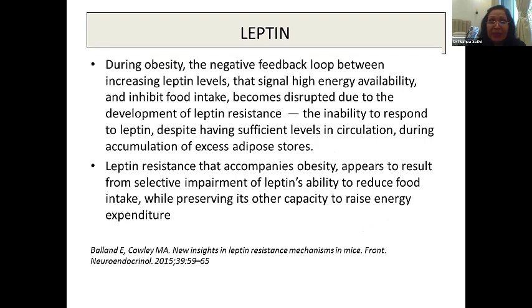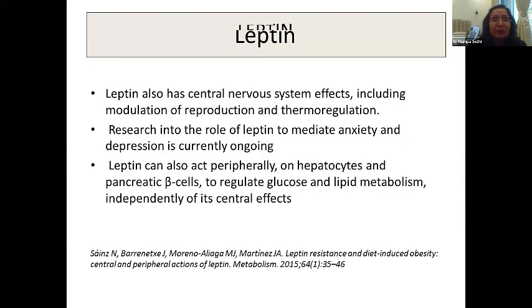During obesity, the negative feedback loop between increasing leptin levels that signal high energy availability and inhibit food intake becomes disrupted at times due to the development of leptin resistance. This is in line with what happens in insulin resistance. The inability to respond to leptin despite having sufficient levels in circulation during accumulation of excess adipose stores is leptin resistance. Leptin resistance that accompanies obesity appears to result from selective impairment of leptin's ability to reduce food intake while preserving its other capacities to raise energy expenditure.